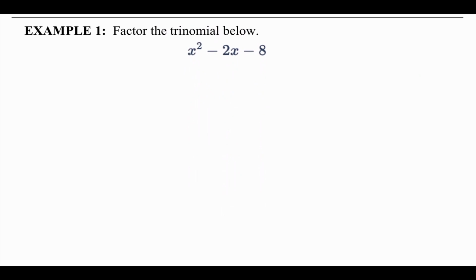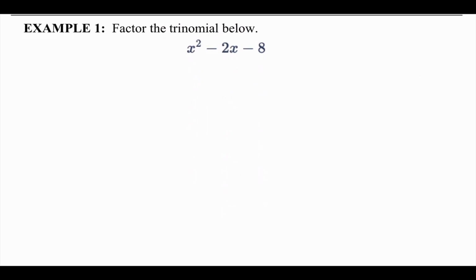Okay, so let's look at example number 1. Let's jump right into it because a lot of you guys are like, this looks familiar. It probably will look familiar. So it says factor. It doesn't say solve anywhere. It says factor the trinomial. It says trinomial because there's 3 terms: x squared, negative 2x, negative 8. Those are 3 terms, right? So that's why it's called a trinomial.